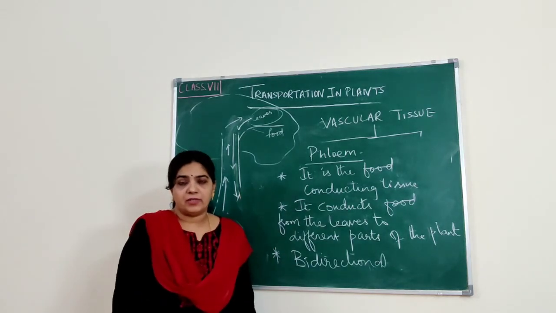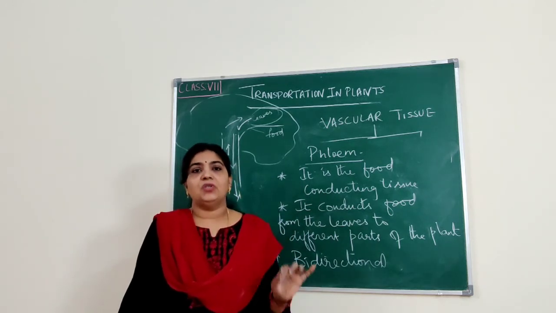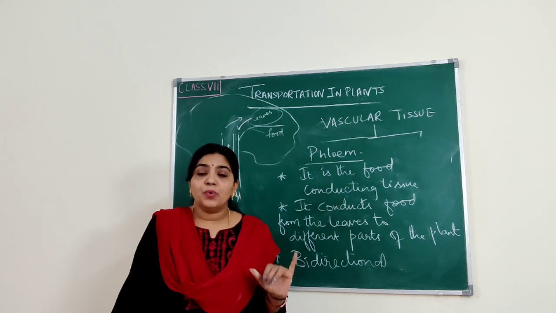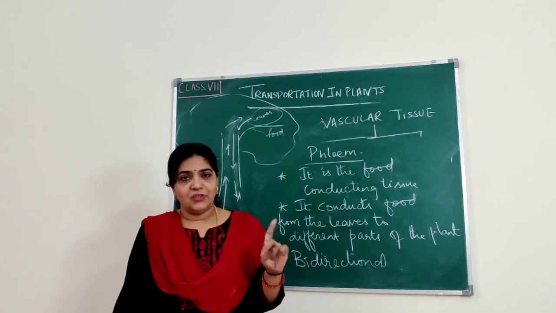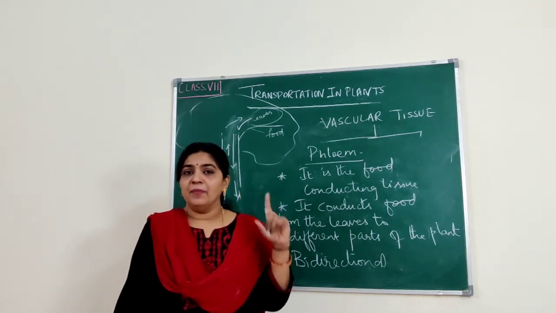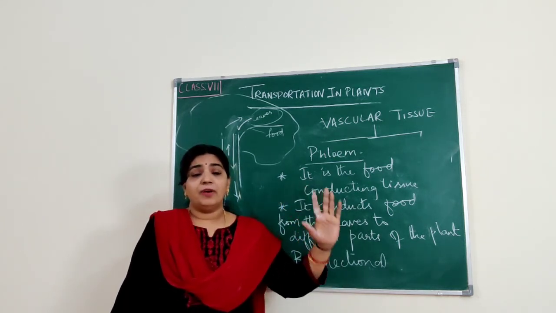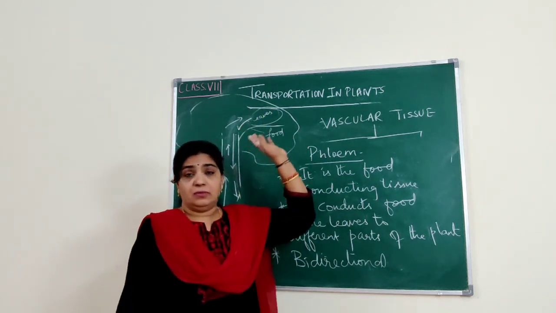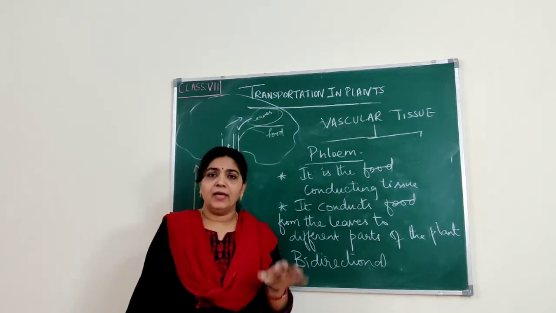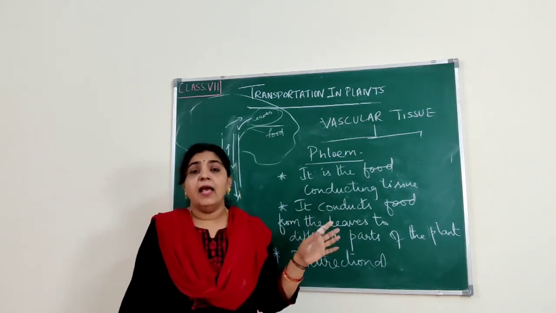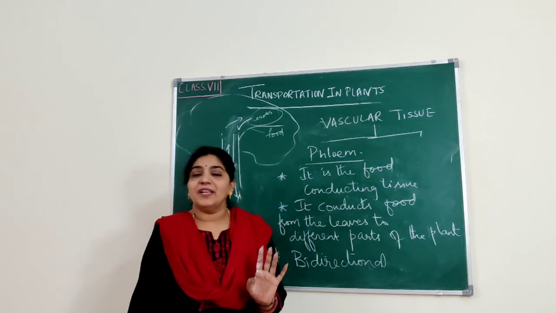So let us see what is vascular tissue. Vascular tissue is also called conducting tissue. These tissues are meant for transporting water, mineral salts and food. There are two types of vascular tissue. One is xylem, the other one is phloem. Xylem is the water conducting tissue. It conducts water from the soil or from the root to the aerial parts of the plant, to the stem, to the leaves, and it is unidirectional and it is against the gravitational force. That's about xylem.